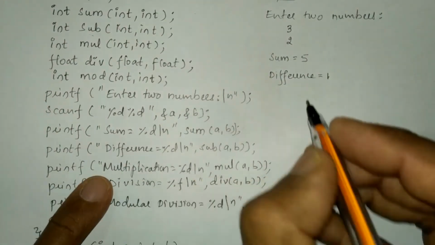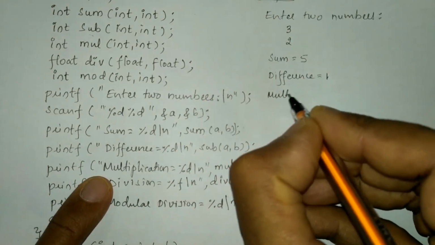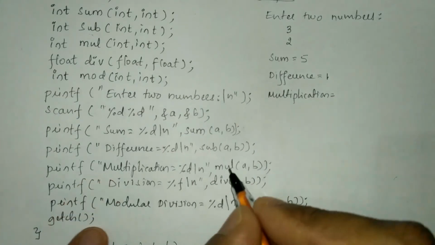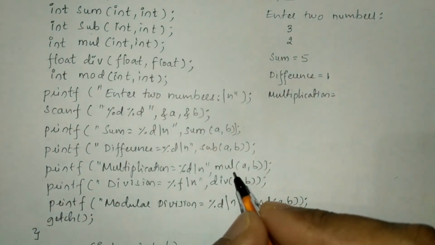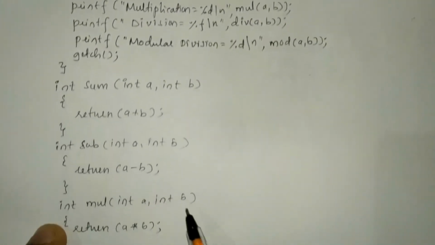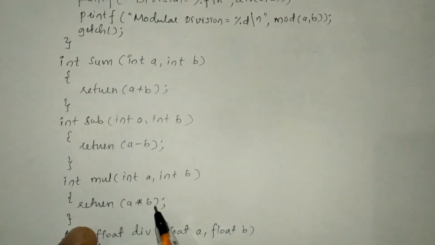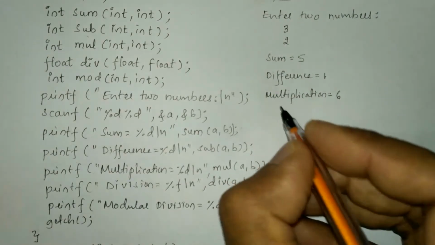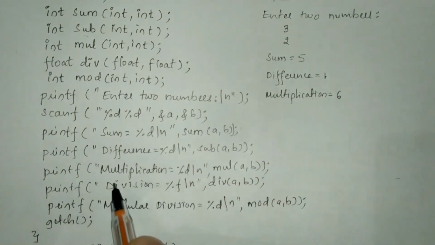Next we have multiplication. So it is going to print multiplication is equal to. So again control jumps from the mul function call to the function definition. So it is going to return a into b. So a into b here is 3 into 2. So it is 6. Similarly, I'm going to go for the next one.